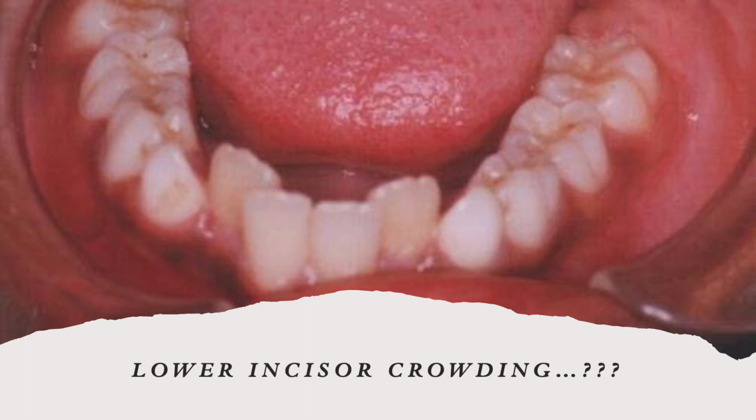Hi everyone. So I'm pretty sure that most of your children who are in the age group of 6 to 8 have something in their mouth that looks like this. And this condition that you can see on the screen is most commonly called lower incisor crowding.